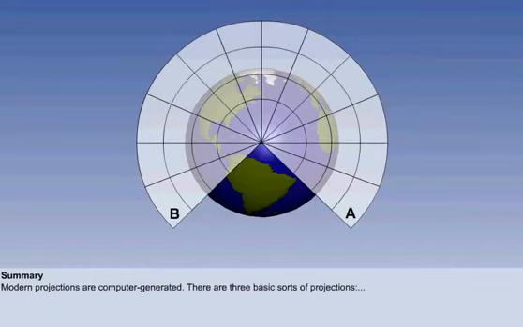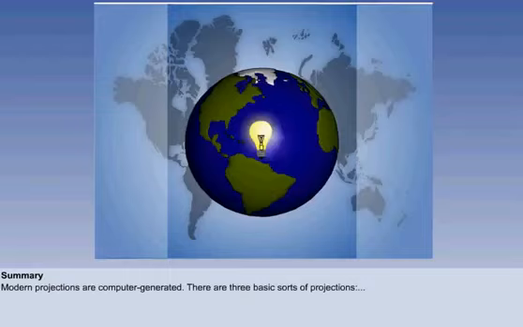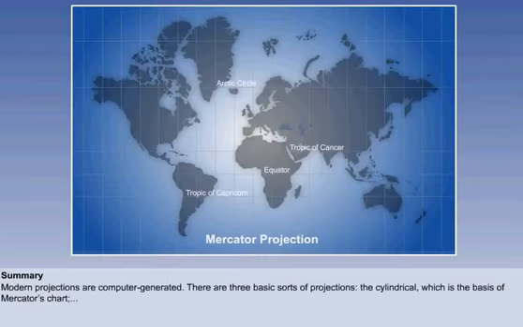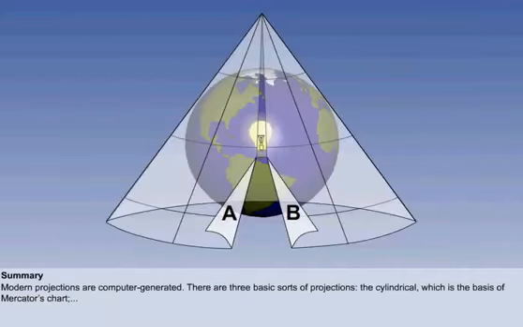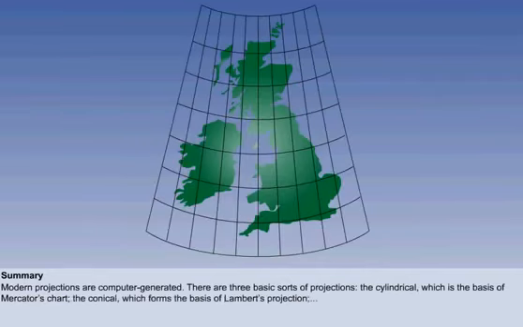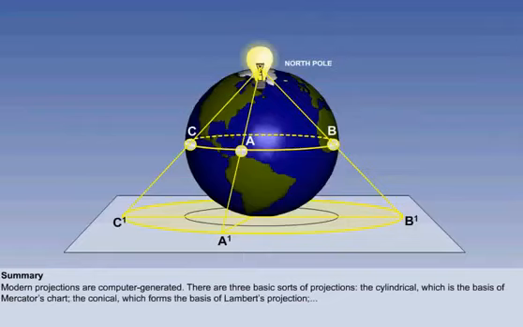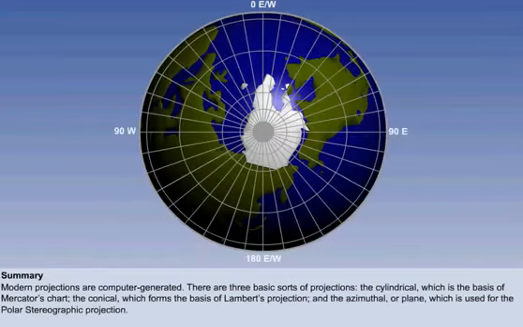There are three basic sorts of projections: the cylindrical. This is the basis of Mercator's chart, which is still in use. The conical, which forms the basis of Lambert's projection, and the azimuthal or plane, which is used for the polar stereographic projection.